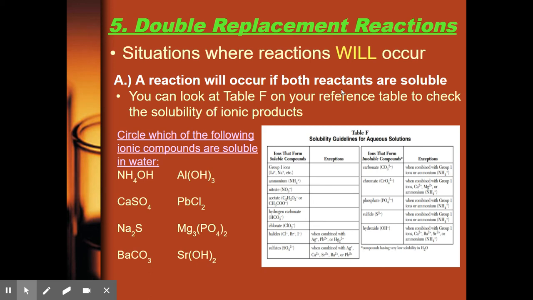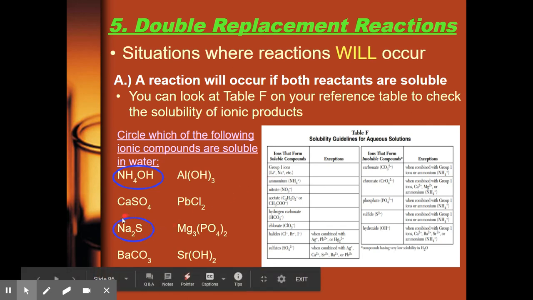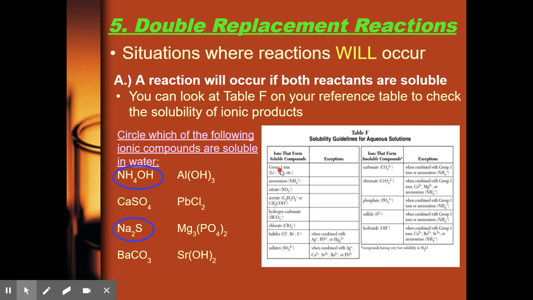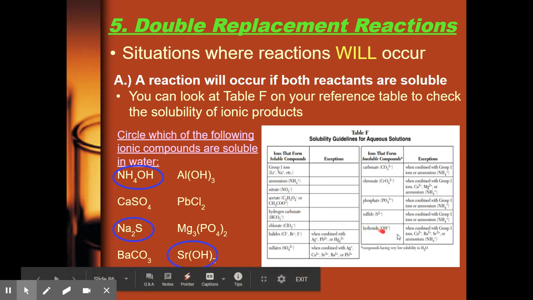All right, but I will tell you there are 3 compounds here that are soluble in water. When you look here, I will tell you this first one, NH4OH, is soluble because it's got ammonium in it. Na2S is soluble because it's got a group 1 ion in it, which is sodium. And then the last compound that is soluble is strontium hydroxide. Hydroxides are generally insoluble, but strontium is listed here as an exception.